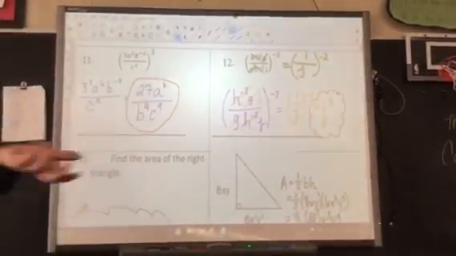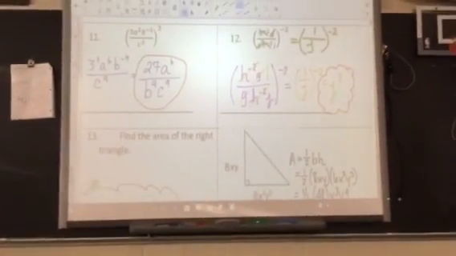How do I make that positive? Because I can't leave a negative exponent. Reciprocal. What's the reciprocal?